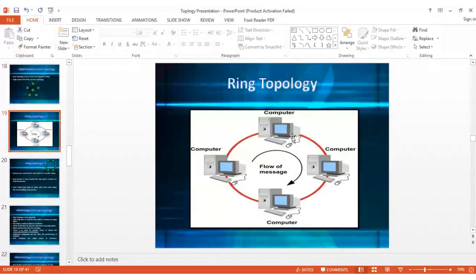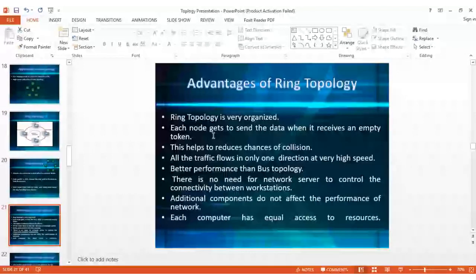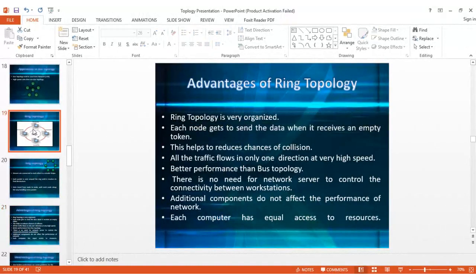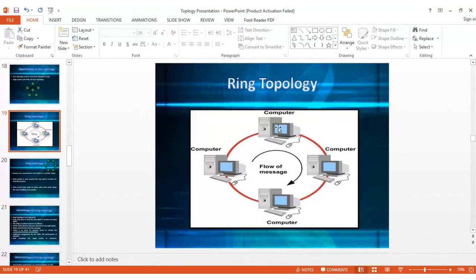Once the packet is sent from this computer, it is supposed to come to this computer. Then each node gets to set data when it receives an empty token. Each node gets to set the data when it receives what? An empty token. So in case the packet is sent from this computer and the destination is here, it has to go through all these computers.